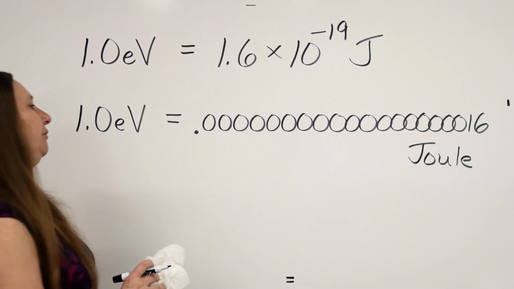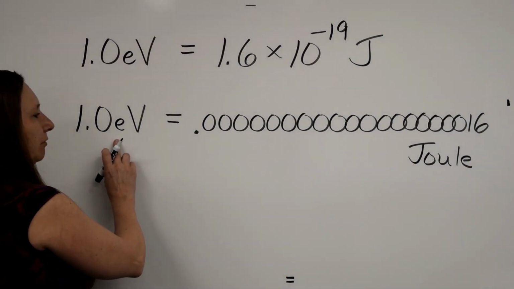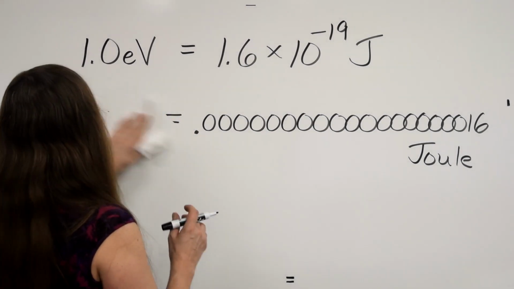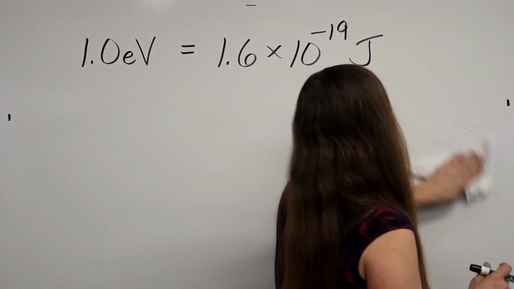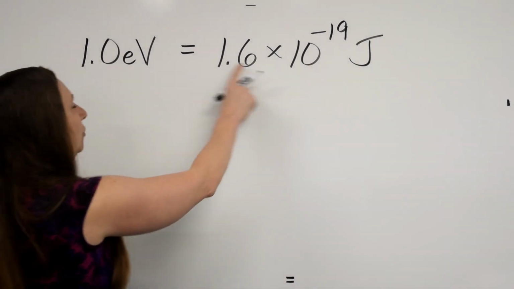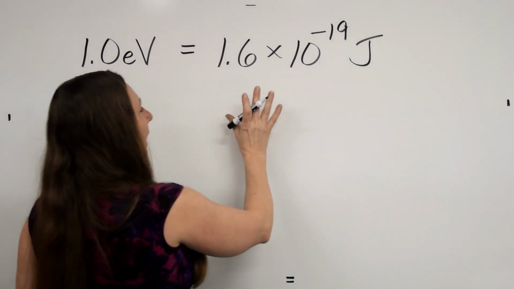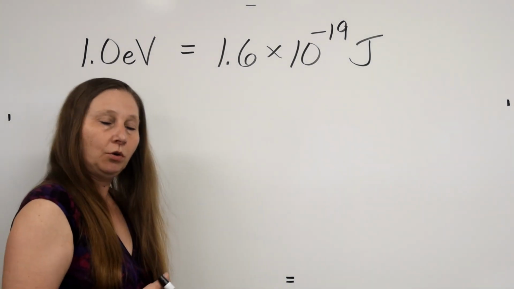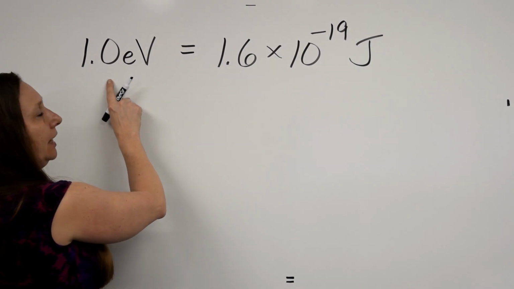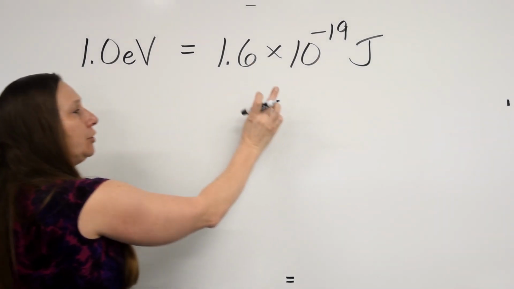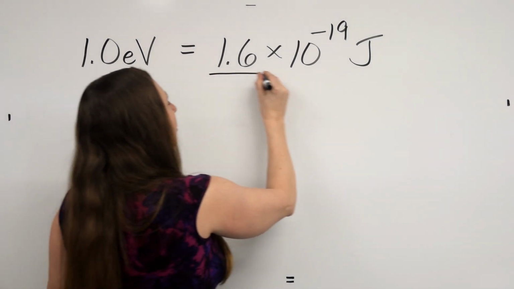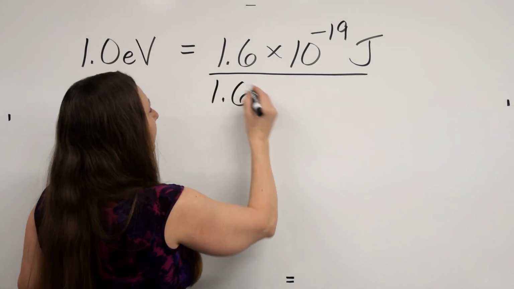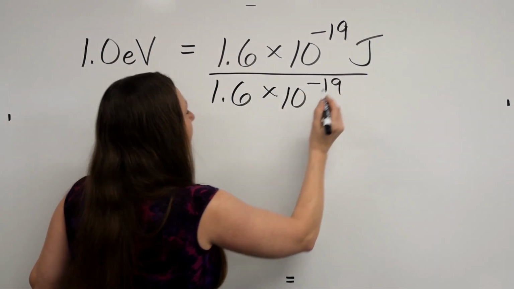Now, what if we wanted to figure out how many electron volts would be equal to 1 joule? We would do some math. If you start with an equality that you know to be correct, such as this one, and you perform correct math on that equality, then the equality that you get will also be correct. I'd like to know how many electron volts are in 1 joule. So I want the number 1 to be here. So I'm going to divide, and whatever you do, you have to do to both sides. I'm going to divide both sides by 1.6 times 10 to the negative 19.